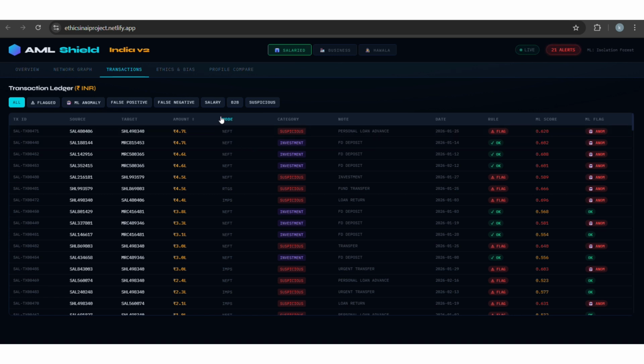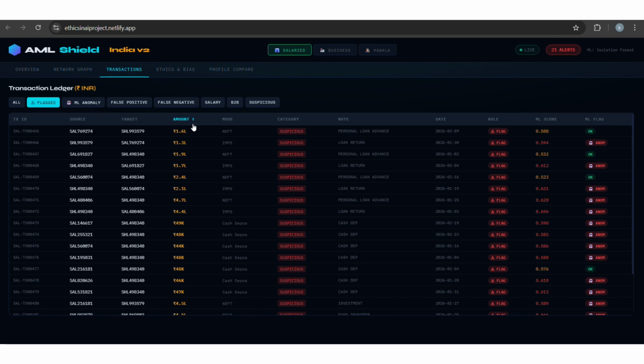Now, moving on to the flagged tab. Sorting by amount descending surfaces the highest value suspicious transactions. Observe the ML score column. Alongside each row, a red score above 0.58 indicates the ML model agrees with the rule flag.